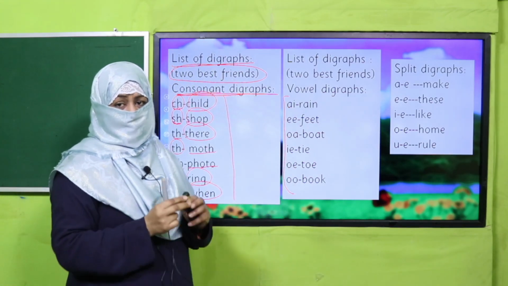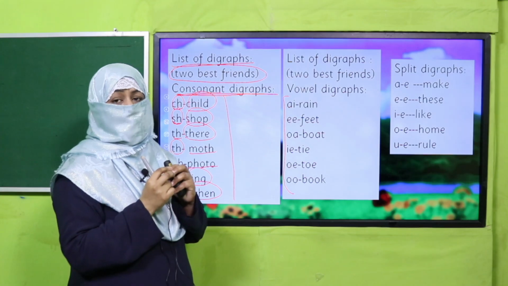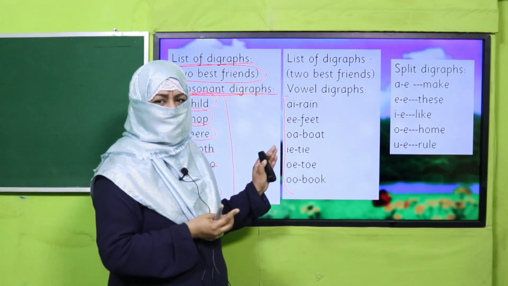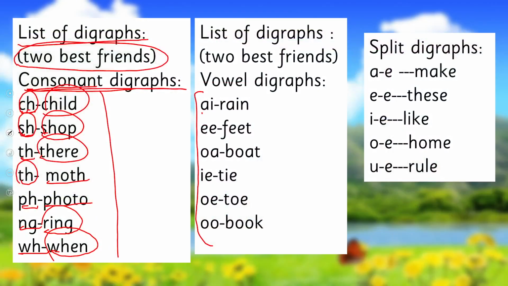Vowel means when both letters are vowels and they are giving one sound, and this rule we have learnt in long vowel sound as well. Remember, when two vowels are walking, the first does the talking and says its name. So it makes a digraph as in rain, feet, boat, tie, toe, and book. Right? These two rules we have learned and practiced a lot.